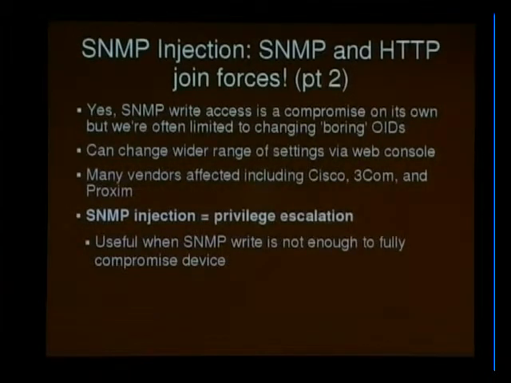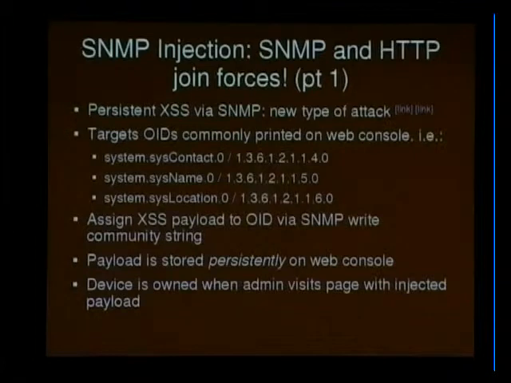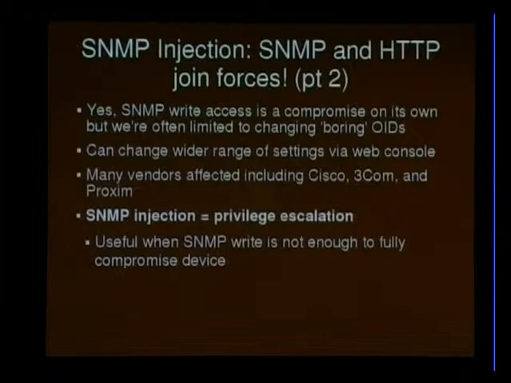So a common example, if you look at these 3 different OIDs, we have system name, contact name and location. These are 3 different OIDs that are very commonly printed on the web interface. Remember, you have write access through SNMP, but you're limited. You can only change certain OIDs. Now you need to sneak your payload through SNMP onto the web console. So next time the administrator logs in, boom, you compromise the device. So that's the idea. You can think of it as a privilege escalation attack, really.